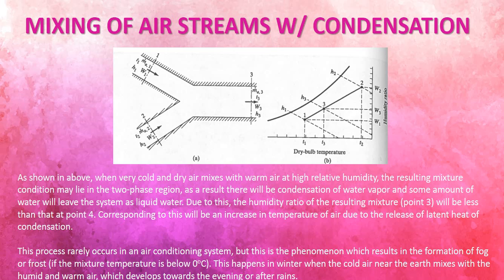This process, however, rarely occurs in an air conditioning system, but this is a phenomenon which results in the formation of fog or frost if the mixture temperature is below 0 degrees Celsius, meaning the temperature here in which the two streams are going to mix is below 0 degrees Celsius. And this is not experienced in our region because this often happens in the western part of the globe. This happens in winter when the cold air near the earth mixes with the humid and warm air, which develops towards the evening or after the rain.